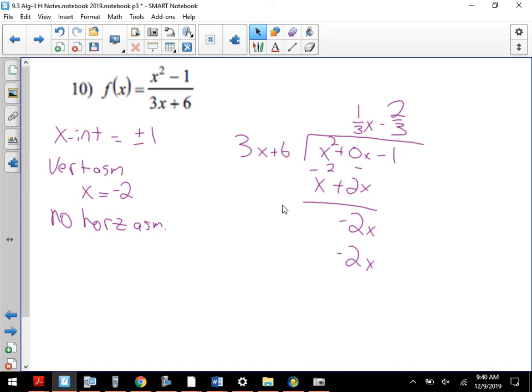Yes, sir? What happens? We don't worry about it. It doesn't have anything left to do with the problem. For that, we're just looking for the linear part of it, the mx plus b. Once we get to that, then we're good with the slant asymptote, because that generates your slant. Okay?